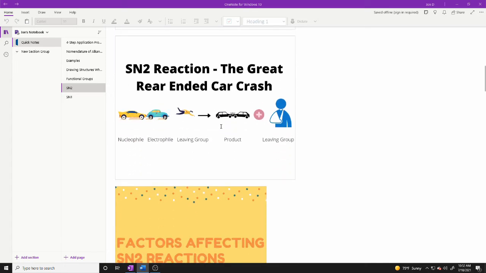Now, if we look at this right here, we can remember the SN2 reaction like a rear-end car crash. When the yellow car rear-ends and hits the blue car from the backside, the leaving group in this case would be the person flying out of the car, and the product is that you have two smashed cars plus a leaving group and a person that's injured.